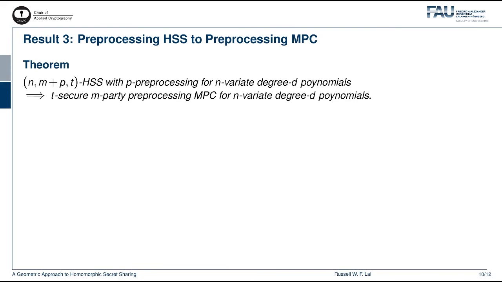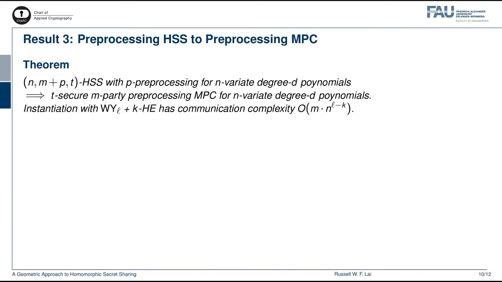With this background, we have the following result. Given an n input m plus p server and t secure HSS scheme with p preprocessing for degree d polynomials, we can construct a T-secure M-party preprocessing MPC for the same kind of polynomials. If the HSS scheme is instantiated with the result of compiling the WYL scheme with the degree K homomorphic encryption scheme, then the resulting preprocessing MPC protocol has communication complexity linear in m times n to the power L minus k.